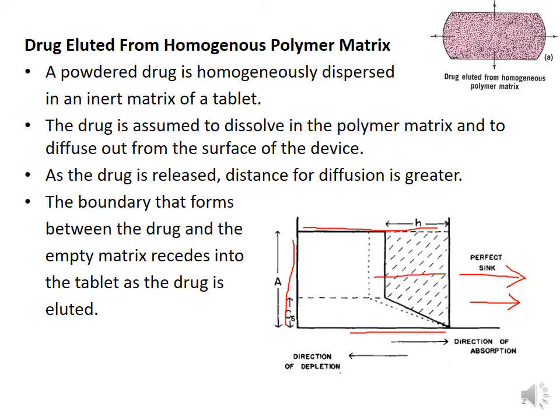The boundary that forms between the drug and the empty matrix recedes into the tablet as the drug is eluted. This is the empty matrix now. This matrix does not contain the drug, while this region contains only the soluble drug, while this region contains the drug that is dispersed insoluble and the drug that is soluble in the matrix system.